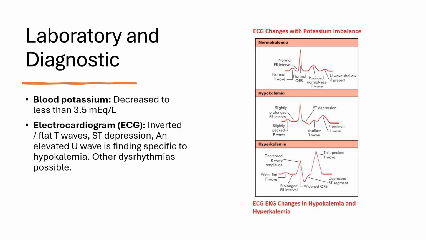Diagnostics is blood potassium is decreased to less than 3.5. And on your ECG, it's going to be those inverted or flat T waves, ST depression, and an elevated U wave. Now, with this, I know we haven't gone through cardiac yet, but it is good to know what these actually look like, so that you can be aware that they might have a potassium problem. And low potassium looks different than high potassium. On the next slide, this picture looks a little bit more in depth, so we'll look at that in the next one.